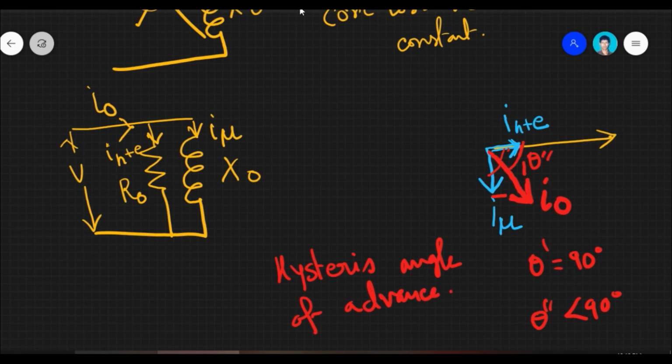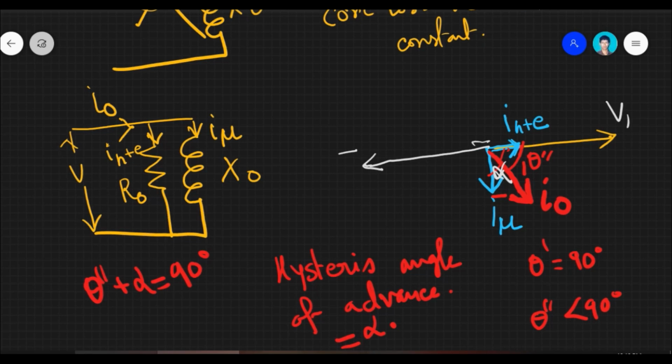this angle, this we can write theta double dash plus alpha is equal to 90 degree, and this alpha, hysteresis angle of advance, is this alpha. Here this is my alpha, right? And the other part remains same. Like here we will have minus E1.